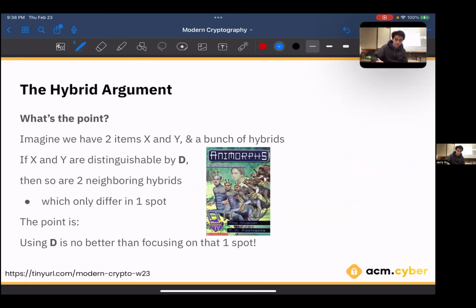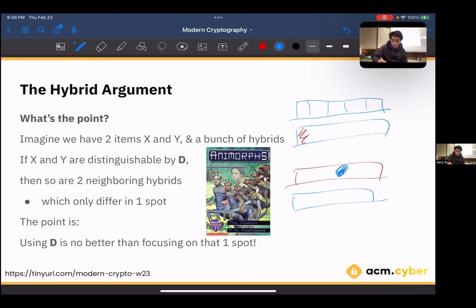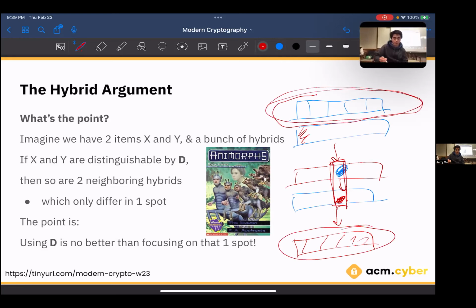As I said before, imagine we've got our hybrids, right? The first one is all blue and the second one might have one red spot. And then somewhere down the line, we're switching this one spot from blue to red. And then all the way at the end, we have our all red object, right? So what the hybrid argument is saying is, if you just focus on this position, you'll do just as well as something that focuses on the whole thing all at once, right? So it reduces trying to juggle a lot of things and all their differences to just focusing on one part and how it differs between the two distributions, right?